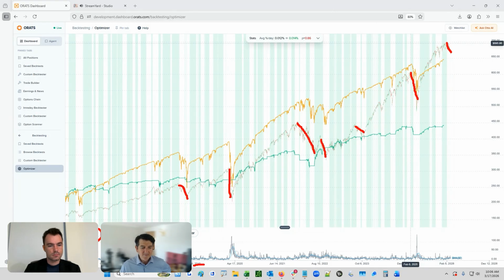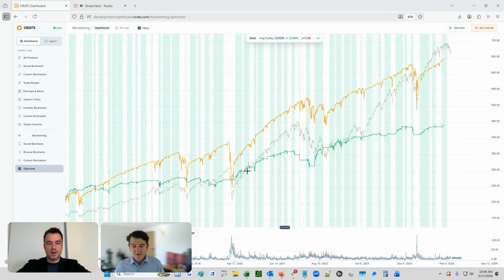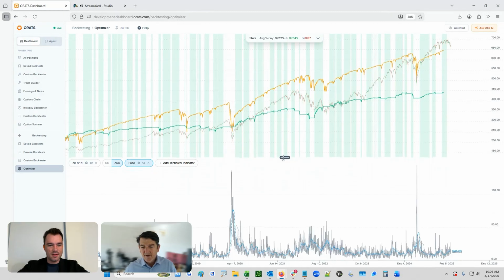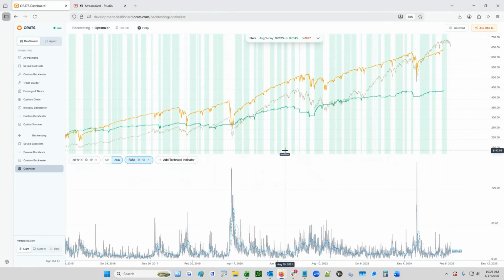One of my favorites is the ORATS HV 1 day. Matt, could you take that dragger and move that bottom chart up a little bit so it's a little taller? Yeah, sure. It's hard to see with our pictures in there. There you go. Good idea. I always forget about that. So again, this is ORATS HV 1 day.